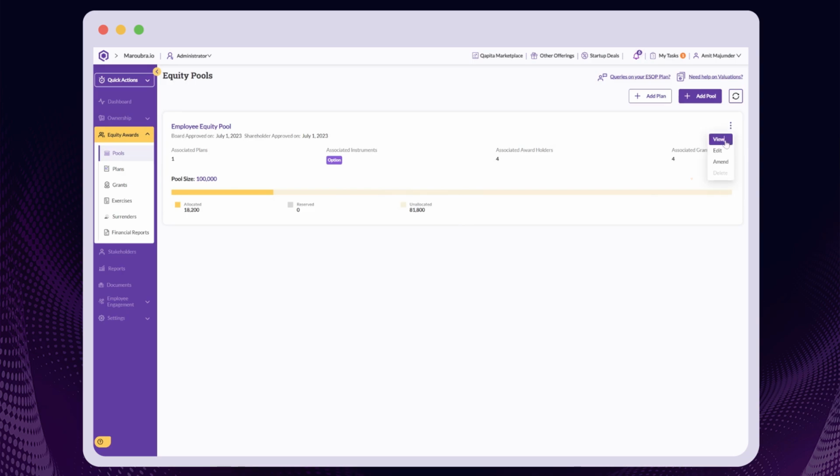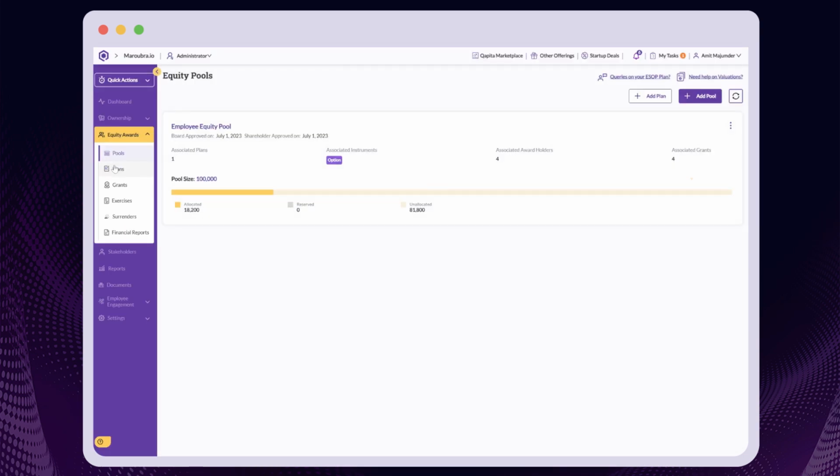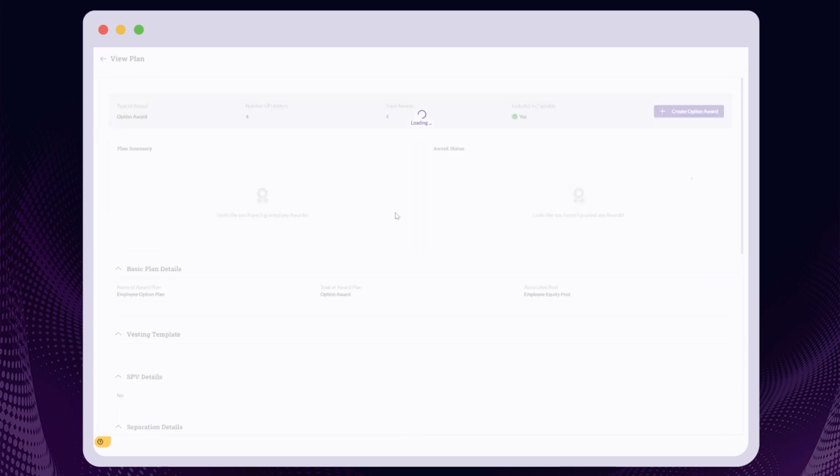We're able to see all the relevant parameters once a pool was approved by the board and shareholders, and all the associated documents. The next level down is the specific plans, whether it's an option, RSU, PSU, RSA, SAR, or phantom plans. All kinds of equity and cash instruments are supported in our system.